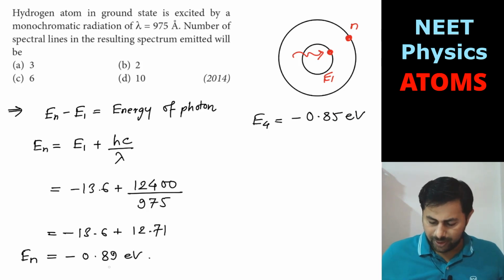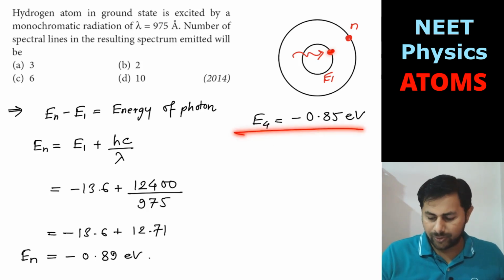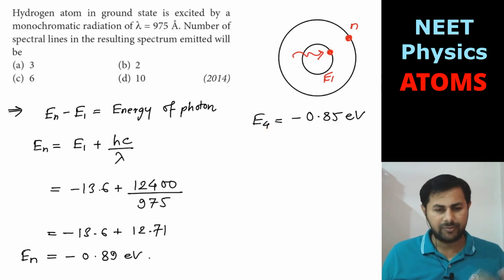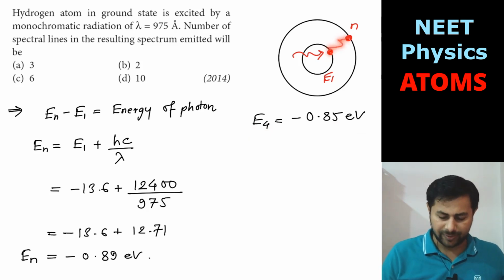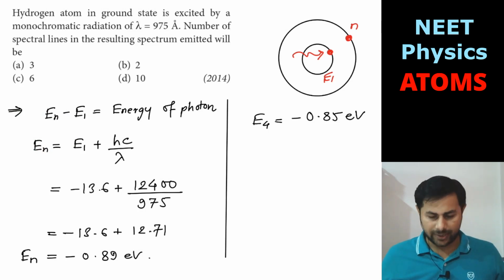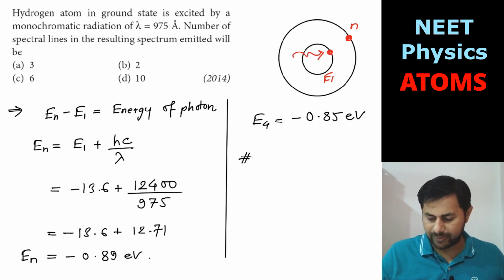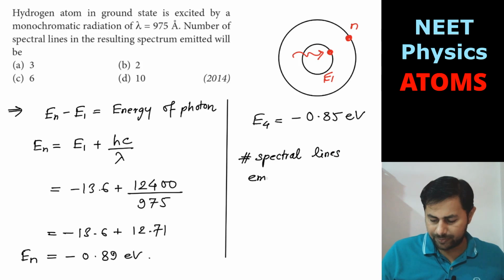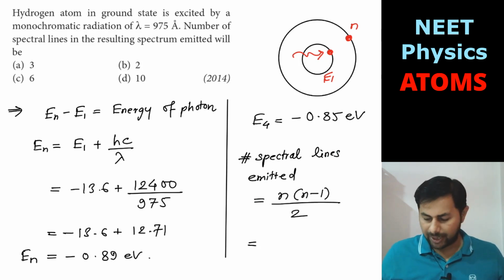Okay, so now it goes to the fourth orbit. Now how many spectral lines will it emit? This is the question. Tell me. So the answer to that is, you need to remember one formula. The number of spectral lines emitted is just equal to n times n minus 1 divided by 2.